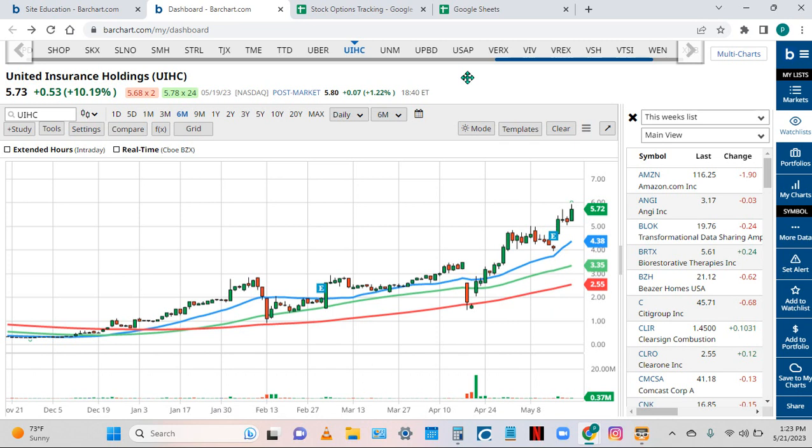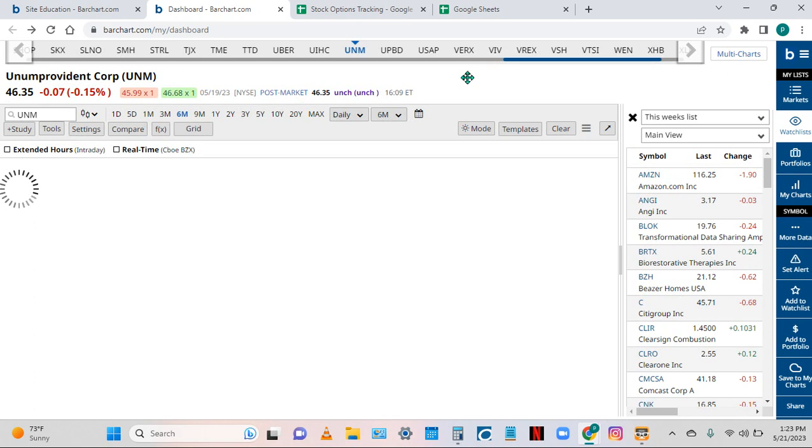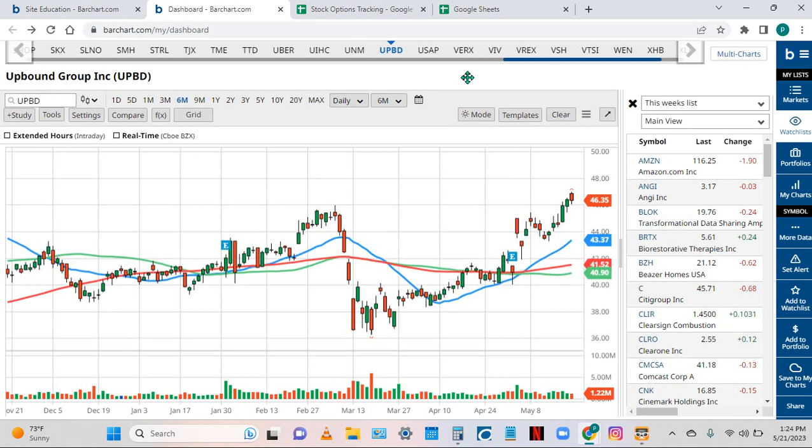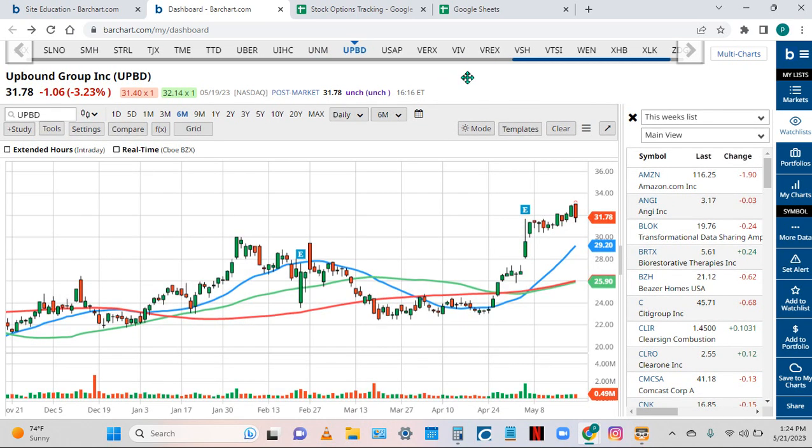Out of insurance holdings, that looks like a continued uptrend. I don't really know how to say that other than Unum Provident Corp, UNM. That made my list because that looks like a breakout to a new uptrend. Upbound Group. So take a quick look at that one, see what you think.